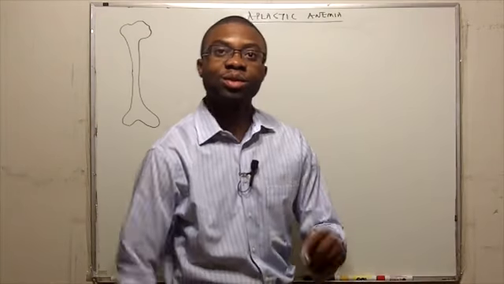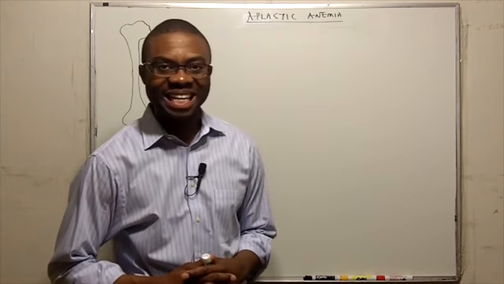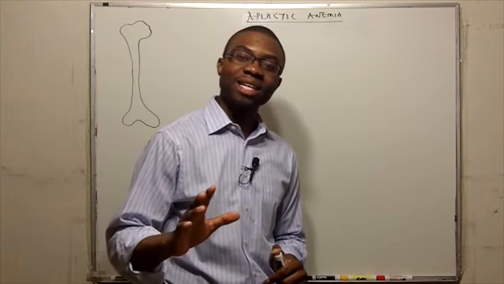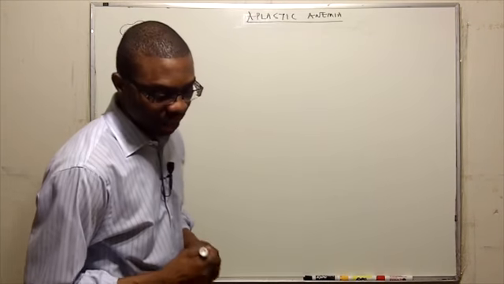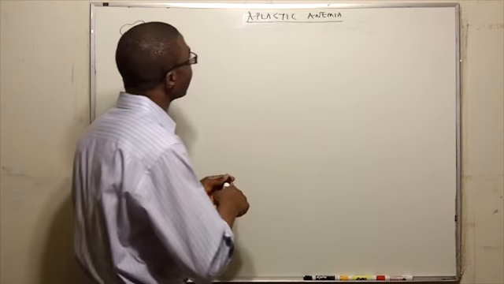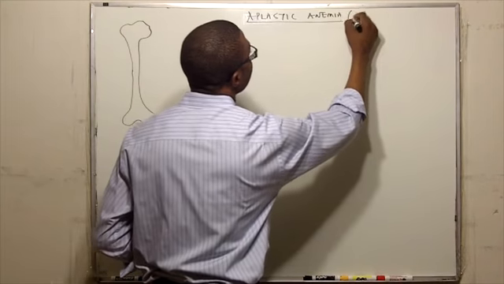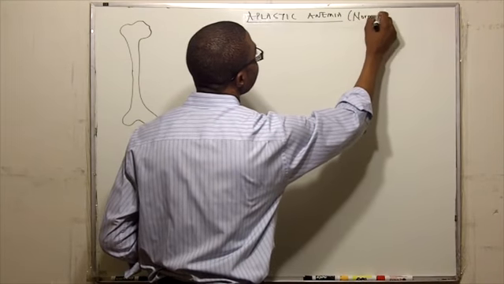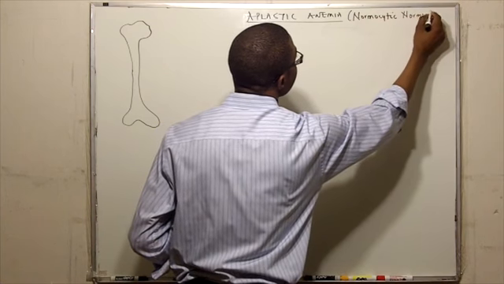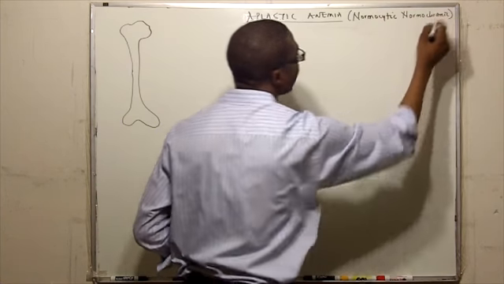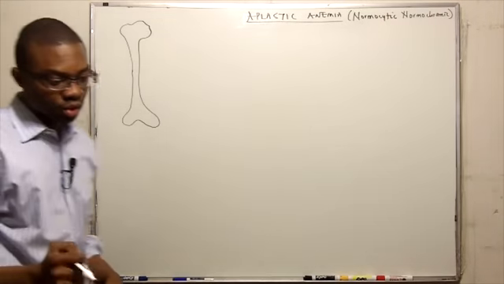Hello everybody. Today we're going to be going over aplastic anemia. Aplastic anemia is a form of normocytic and normochromic anemia. Normocytic, which means normal cells, and normochromic, which means they actually have normal color red blood cells. So let's go over this.